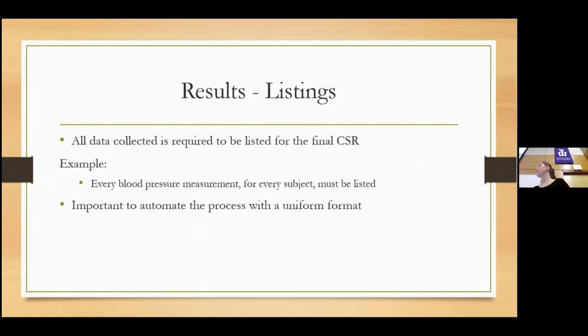So just some of the results. First, we'll talk about listings. All of the data collected throughout the clinical trial is required to be listed in the final clinical study report. So just as an example, every blood pressure measurement for every subject at every visit must be listed. So when you have 10,000 participants, you're gonna have thousands of pages. So it's just really important to automate the process and have a uniform format just to have consistency across that.